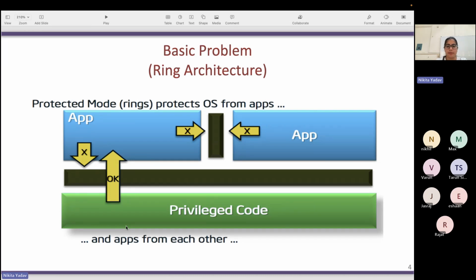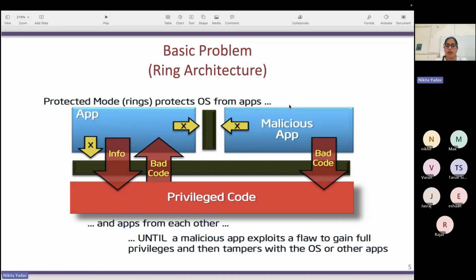But what is the problem here? The problem here is that this isolation is provided by the OS. What if there is a malicious application on your machine, and this malicious application is able to hijack the control in your OS?